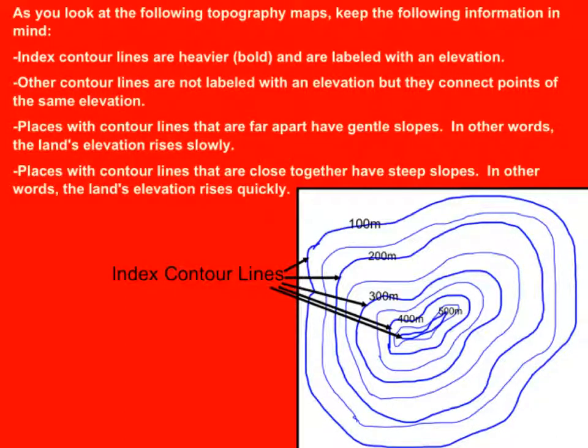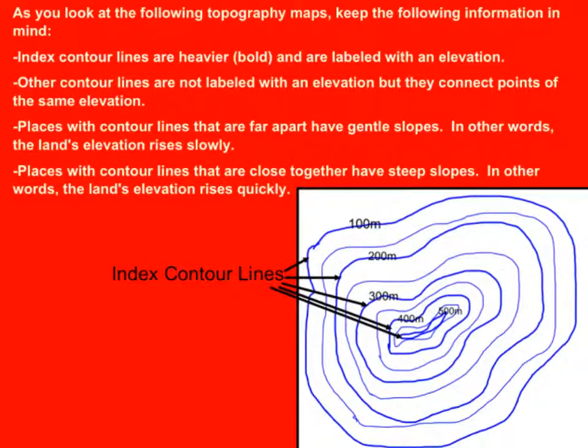Index contour lines are heavier and bolded, and they are labeled with an elevation. For example, you can see that these are the index contour lines. They're a little bit thicker, and they all have a number on them. As opposed to index contour lines that have numbers that are labeled, the other lines are just called contour lines. These lines right here, the thinner lines, are the contour lines.